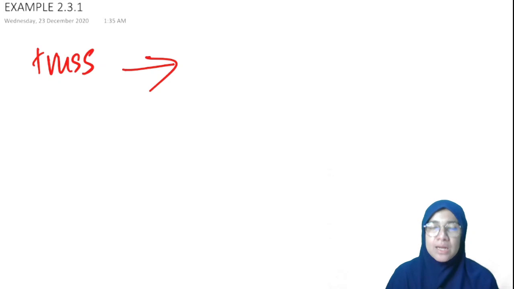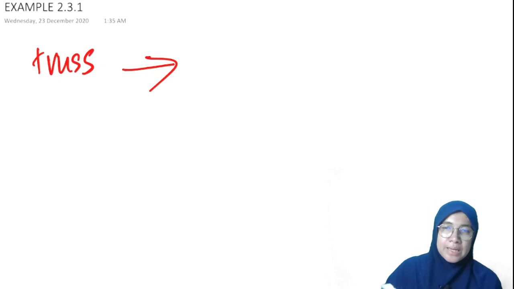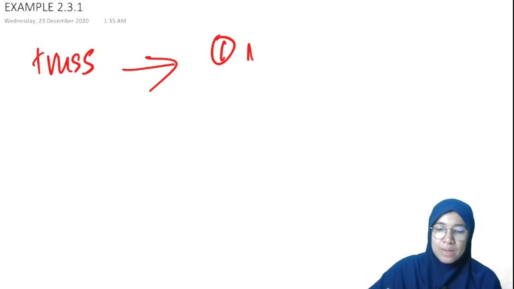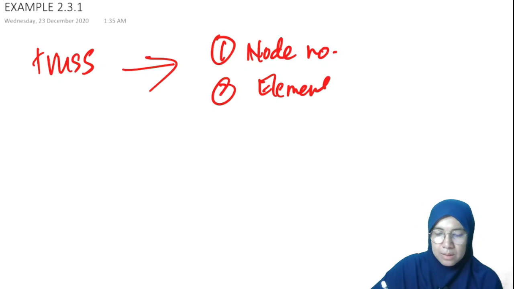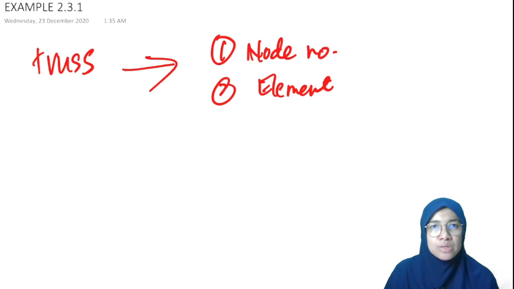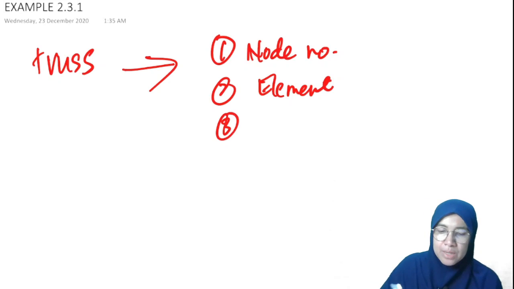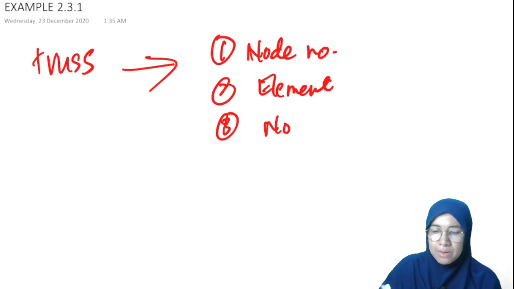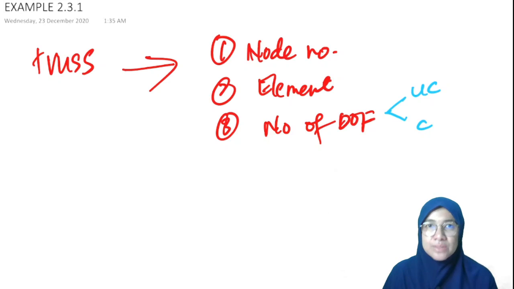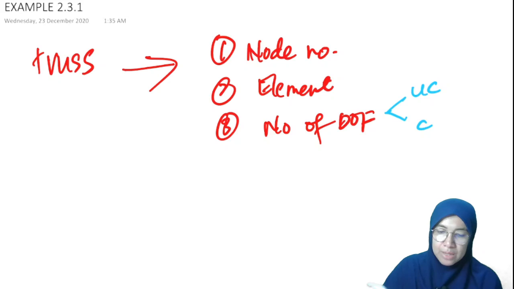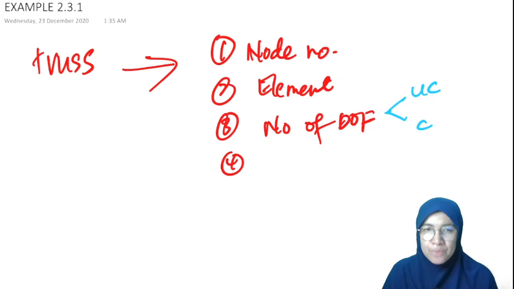truss using stiffness method, we have to have in the diagram, number one, node number. Number two, we need to have element number. Element is equal to member, node is equal to joint. And number three, we need to label the degree of freedom. This one we label according to unconstrained and constrained system.